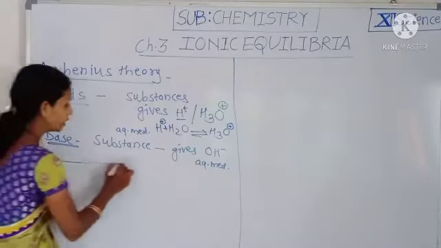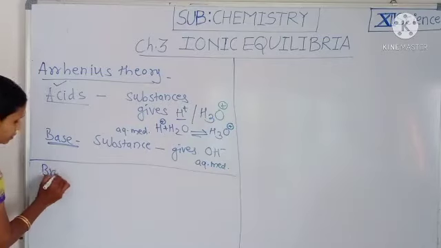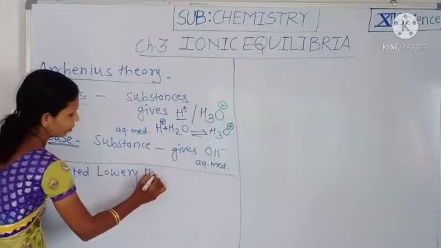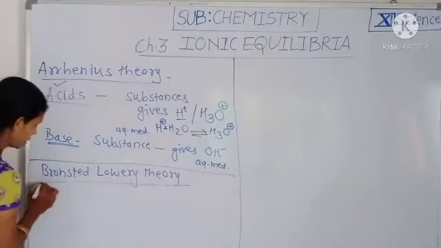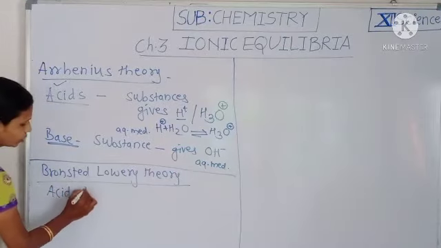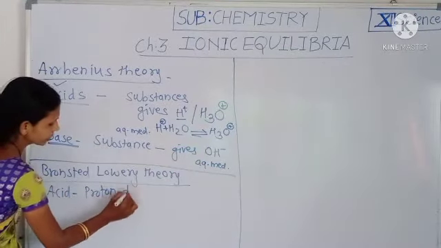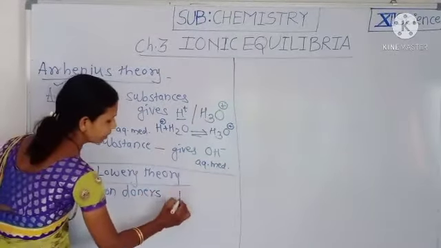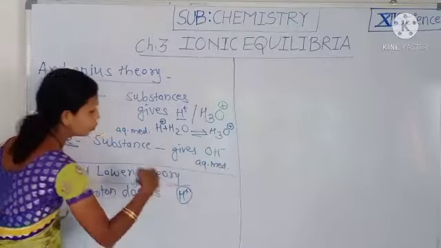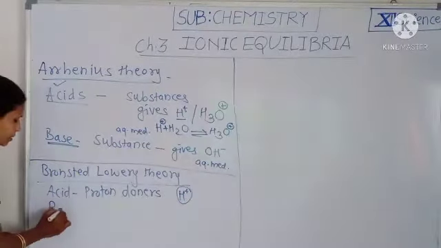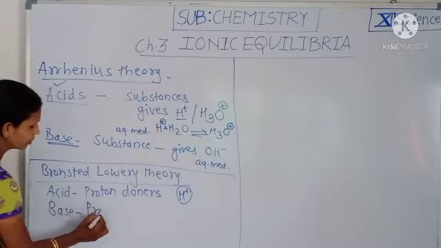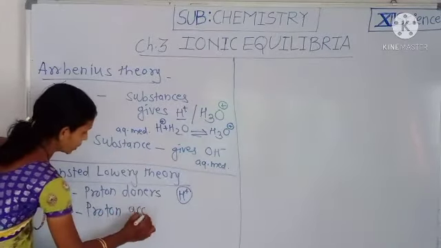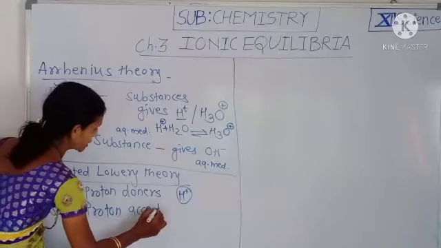And according to Bronsted-Lowry theory of acid and base, acids are proton donors. That means they donate H plus ion, that is proton, to other species, and bases are the species which accept protons, that means they are proton acceptors.